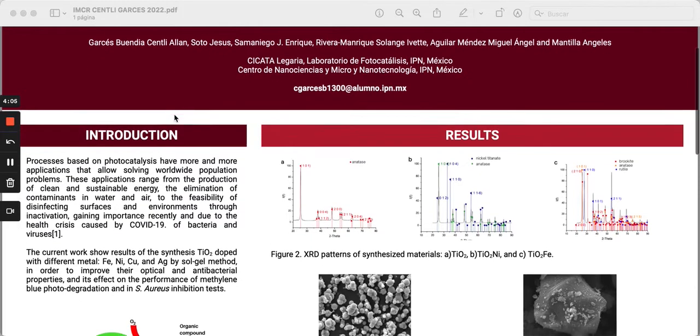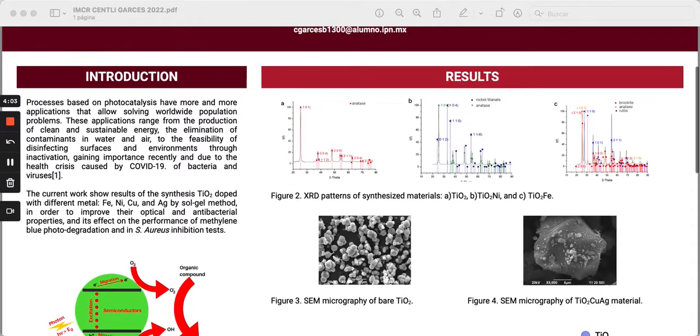Well, the current work shows results of the synthesis of titanium dioxide doped with different metals. These metals are iron, nickel, copper, and silver, and they are synthesized by a simplified sol-gel method in order to improve their optical and antibacterial properties and their effect on the performance of methylene blue photo-degradation and the Aureus inhibition test.